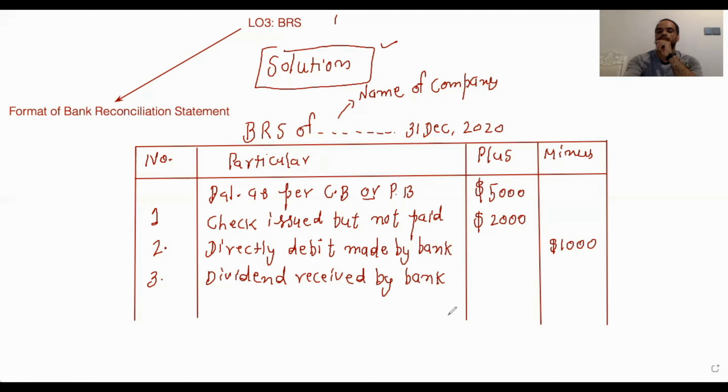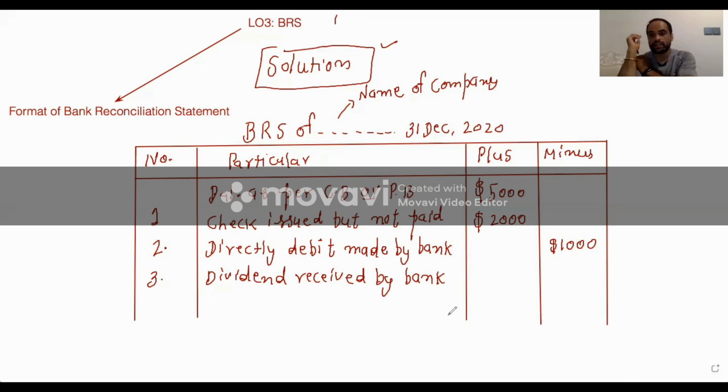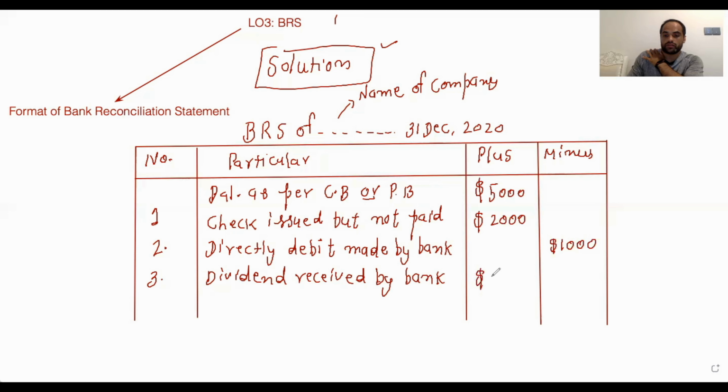In which column we need to write down? Plus column, minus column, plus column, right? Because the amount directly comes in the bank. So received by bank means obviously it directly comes in the bank. If it directly comes in the bank, then we have to plus our cash book as well. All right, so for example, $500.